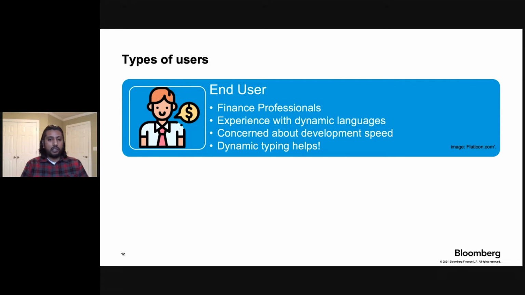And our end users are concerned with development speed. So all they want is to be able to code contracts quickly, and then they can analyze the contract behavior. And for this particular reason, they like the flexibility that's offered by dynamic languages. So definitely dynamic typing helps them achieve this goal.